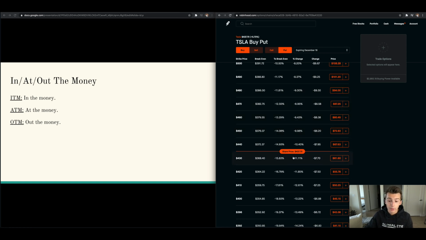The further it falls below, the more money you're going to make. And if Tesla's price is higher than the strike price, well, that's going to have less value. And we can see that here, where we see the premium prices are going down as we move on down, and the premium prices go up as we move up because these contracts have a higher intrinsic value.